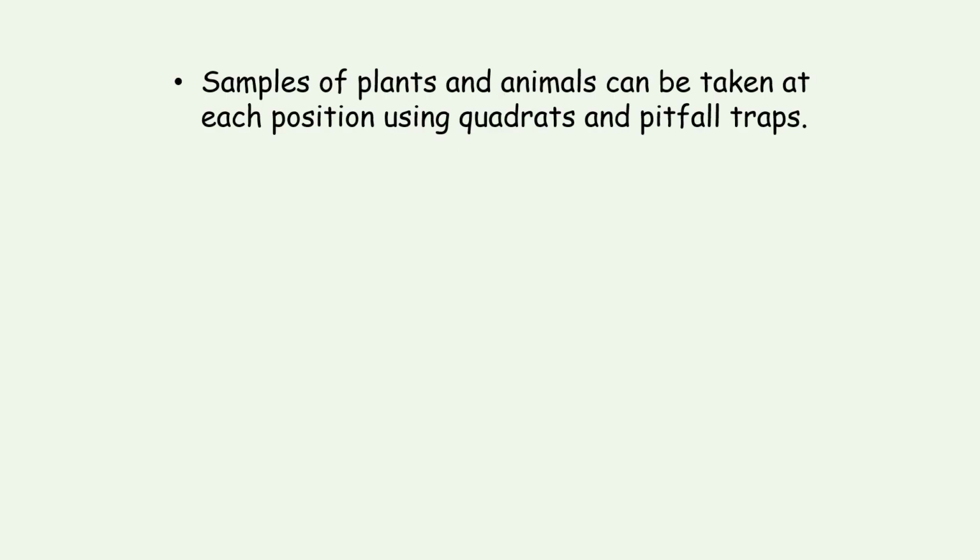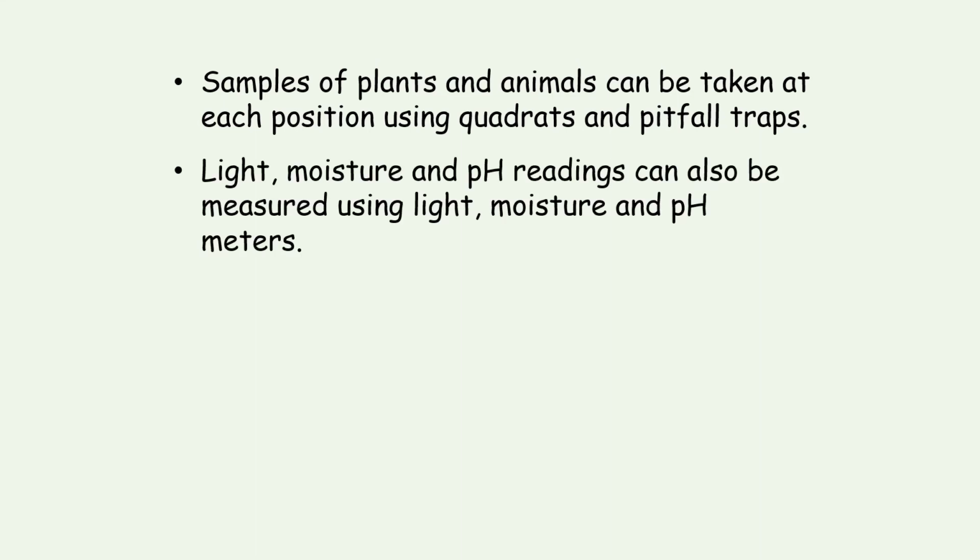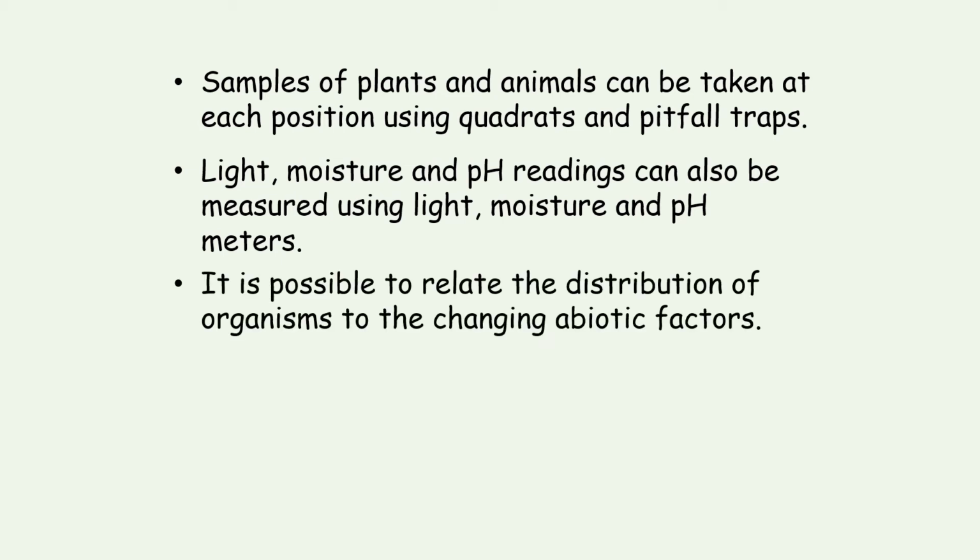So samples of plants and animals can be taken at each position using quadrats and pitfall traps. Light, moisture, and pH readings can also be measured using light, moisture, and pH meters, and it is possible to relate the distribution of organisms to the changing abiotic factors. So basically, you're linking and finding a relationship between your abiotic and biotic factors.